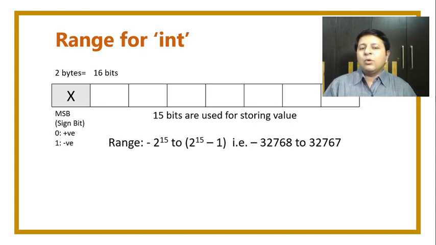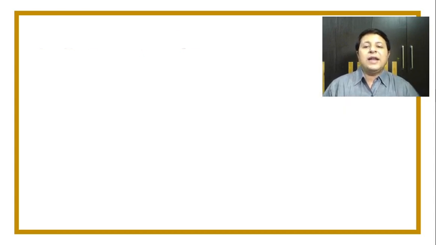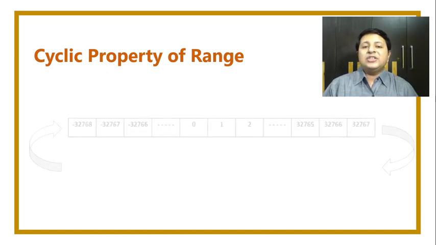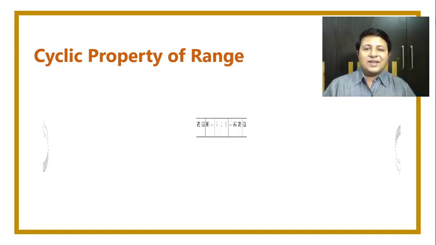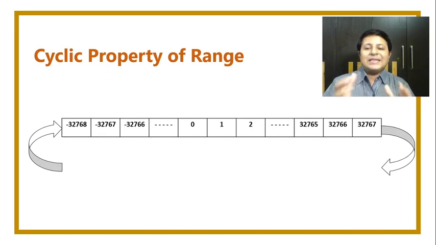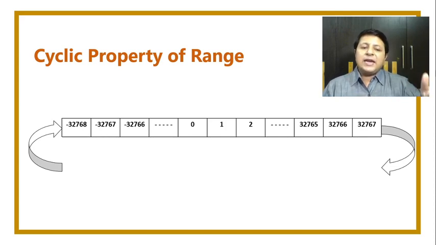Maybe I'll give you one more piece of information about the range: the range is cyclic in nature. What exactly does this mean? If you see the diagram, on the lower side I have -32768, and on the upper side I can go up to 32767, that is on the positive side. That's the range. So what if I try going further? As I said, it is cyclic in nature. So if I add 32767 plus 1, I would get -32768. If you add 2, I'll get -32767.